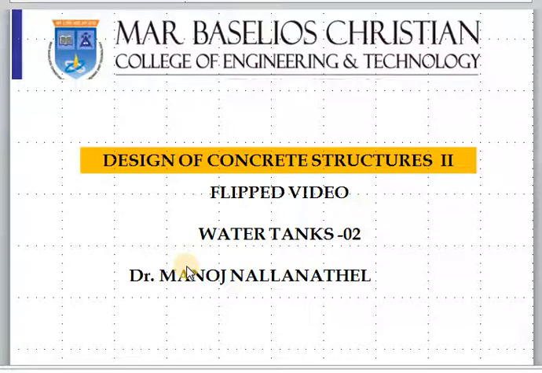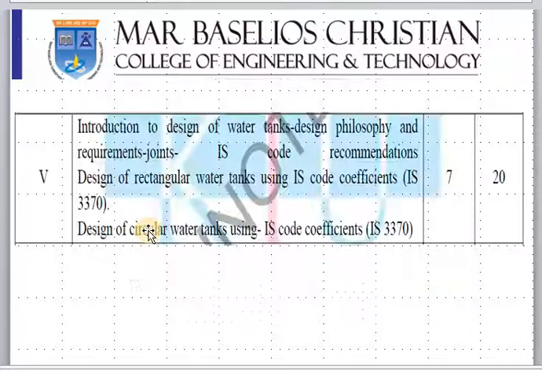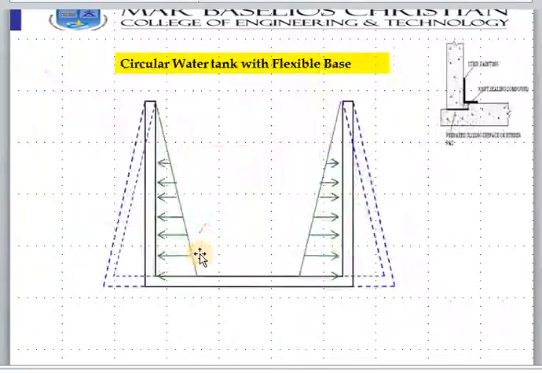This is the second lecture on design of water tanks, and last class we have seen the design philosophy, types of water tanks, and what the IS code provisions are. And also we have seen how to design the water tank with a flexible joint. Design procedures we have discussed last class. So now we will try to do a numerical problem so that it will be more clear.